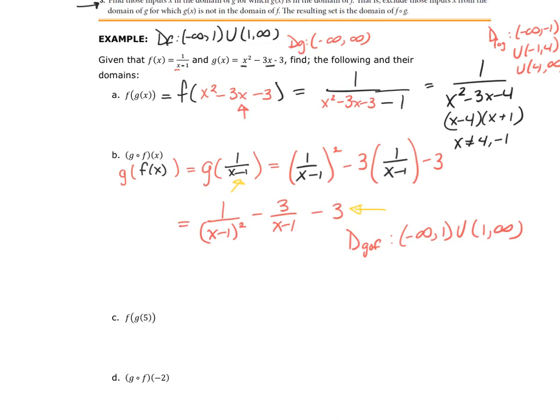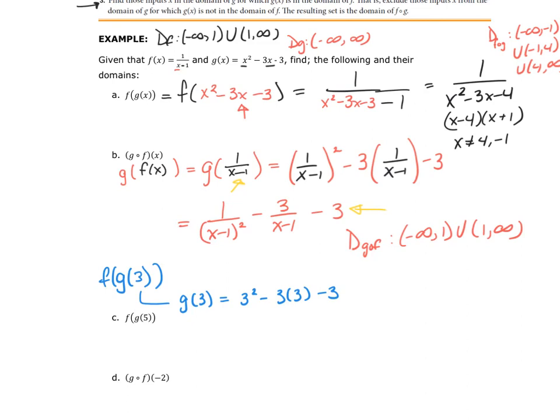I'm going to say if I were to ask to find f of g of, say, 7, then I would have to find, actually, let's do 3 because it's a smaller number. Let's do f of g of 3. Then what I would do is find g of 3. G of 3 is just going to be 3 squared minus 3 times 3 minus 3.